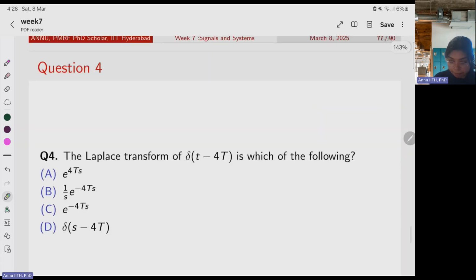Question number 4. So the Laplace transform of delta(t minus 4) is which of the following? First, e power 4s. Second, 1 upon s. Third, e power minus 4s. Or fifth, it is delta(s minus 4). It's a very different question and a very good question that I have picked, so that you can understand and solve this type of problem as well. Think about it for some seconds, then let me know. I'm telling you the step-by-step solution.